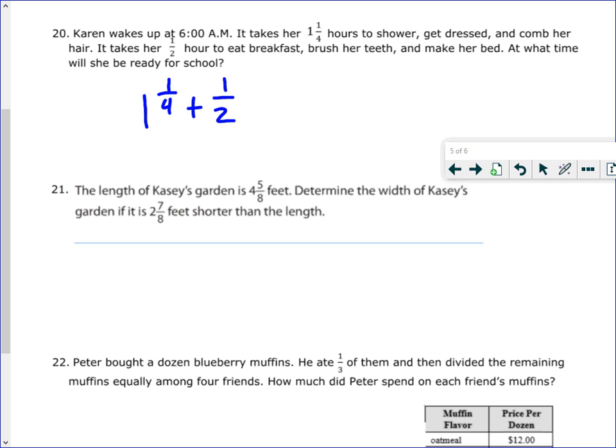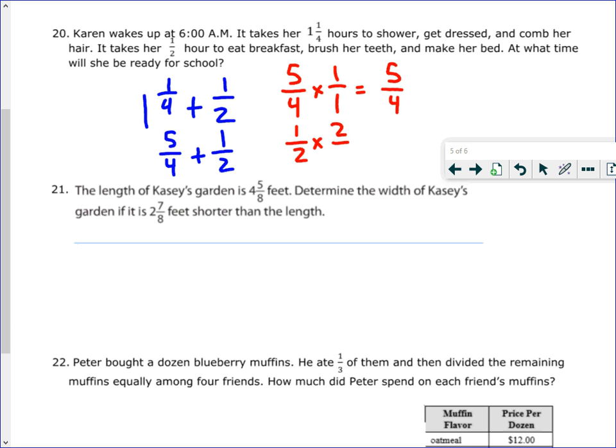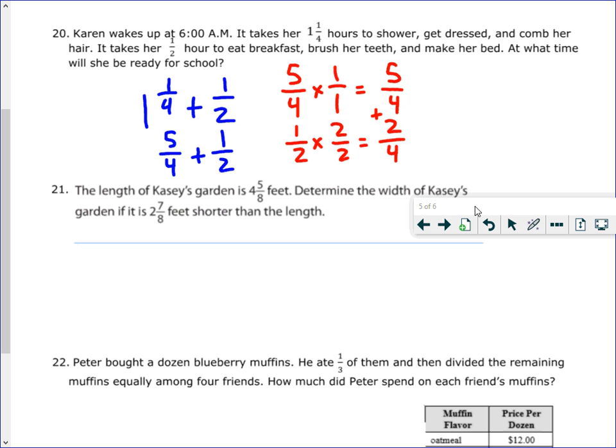So let's change this to an improper fraction. 4 times 1 plus 1. So 5/4 plus 1/2 will be what we're looking for. Our common denominator should be pretty easy to tell. It's going to be 4. We're going to make these to where they equal 4, and that one's obvious. This is going to be times 2, 2/4. Remember, we're adding these. So our total is going to be 7/4, 7/4 hours.